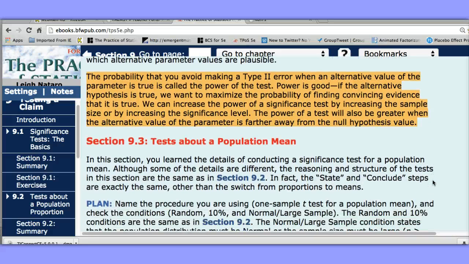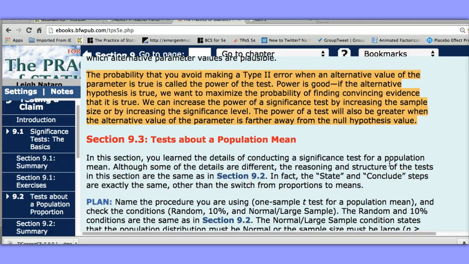Down here, this paragraph talks a little bit about power and what that means, and we just barely touched on power in class, so I want to talk about this for a second. We want to have the test reject the null hypothesis if that's what's supposed to be done. So if there is a difference, we want the hypothesis test to detect that difference, which means that we're avoiding making a type 2 error, and that means that the power of the test is high if we're avoiding a type 2 error. To increase the power of the test, we could increase the sample size.